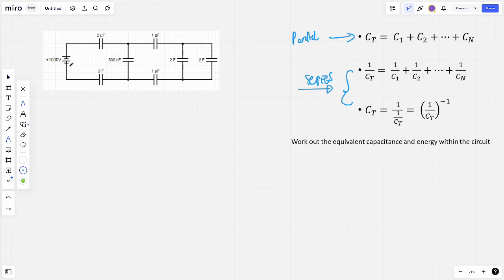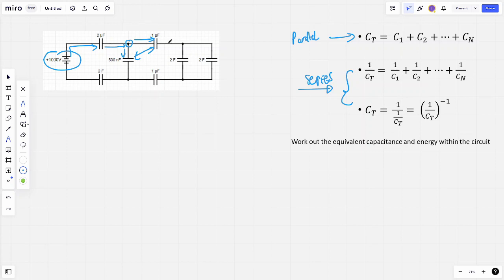So let's begin. We've got a voltage source of 1000 volts. The current leaves the voltage source, so let's just assume clockwise. Current leaves, it goes across this 2 microfarad capacitor, gets to this node here, and then current can split either going forward, straight ahead, or going down. So therefore these two are in parallel.